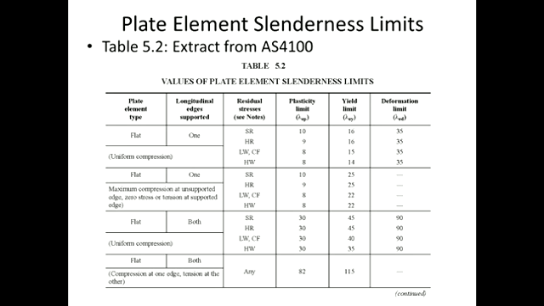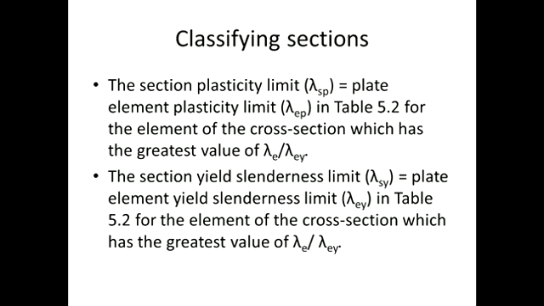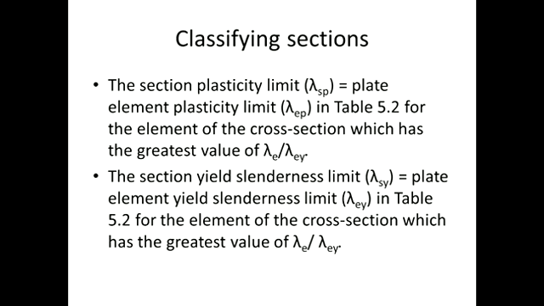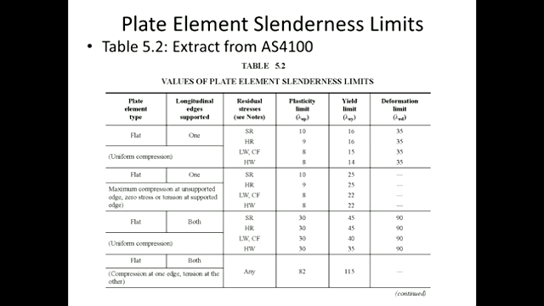So probably this would apply to the flange. So we are looking at support on one longitudinal edge, and then if this member was subjected to transverse loads, we know that as a beam, it will have compression on the top flange. So then the element would be under uniform compression. So we have a flat plate element which is supported on one longitudinal edge, and which is under uniform compression.